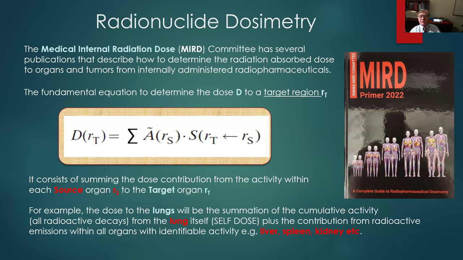And it consists of summing the dose contribution from the activity within each source organ to each target organ. So, for example, the dose to the lungs will be the summation of the cumulative activity of all the radioactive decays from the lung itself. This is referred to as the self dose, plus the contribution from radioactive emissions within all organs with identifiable activity. So the lung gets beta dose from activity in the lung, but it's also receiving contribution from the gamma rays that are emitted from activity in the liver, the spleen, the kidney, and all the other organs.